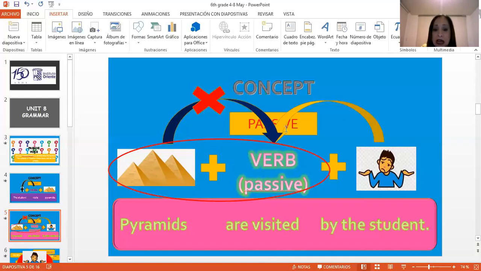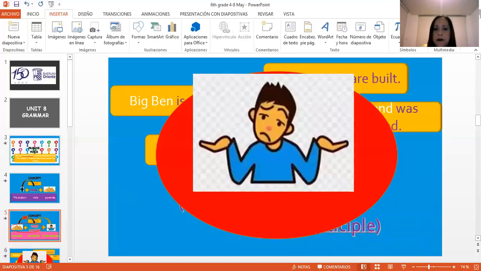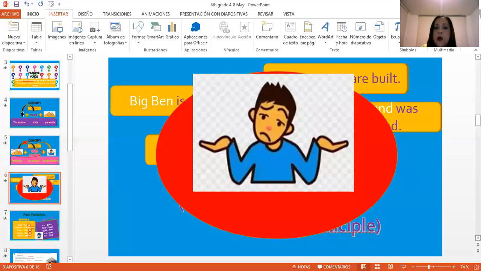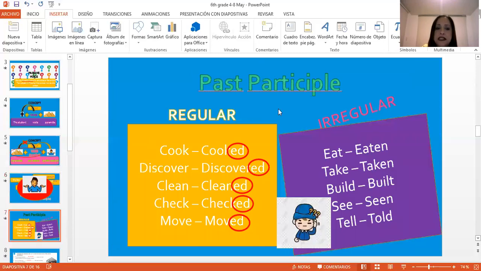So in this concept of passive sentence, you need an auxiliary, the auxiliary be, are or is in singular, and the verb in the past participle. Let's see. Here, we have the past participle.